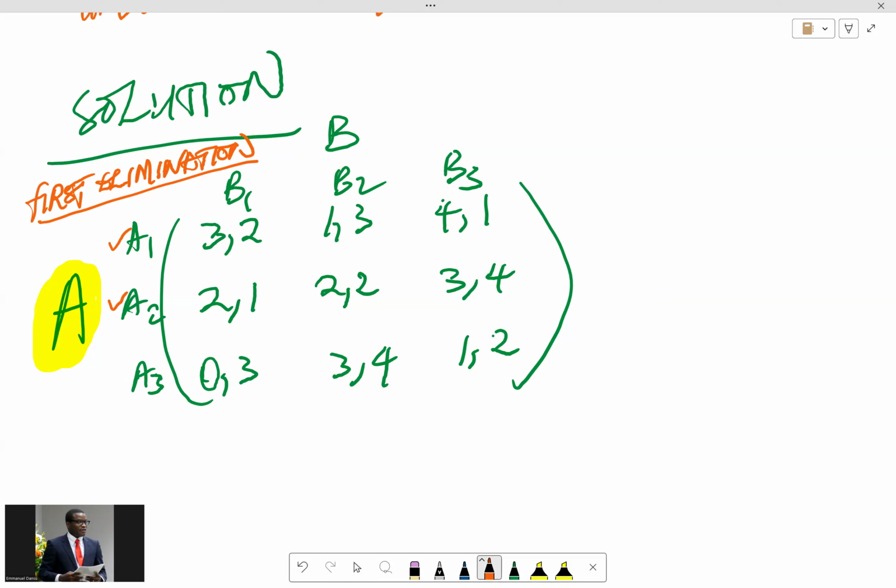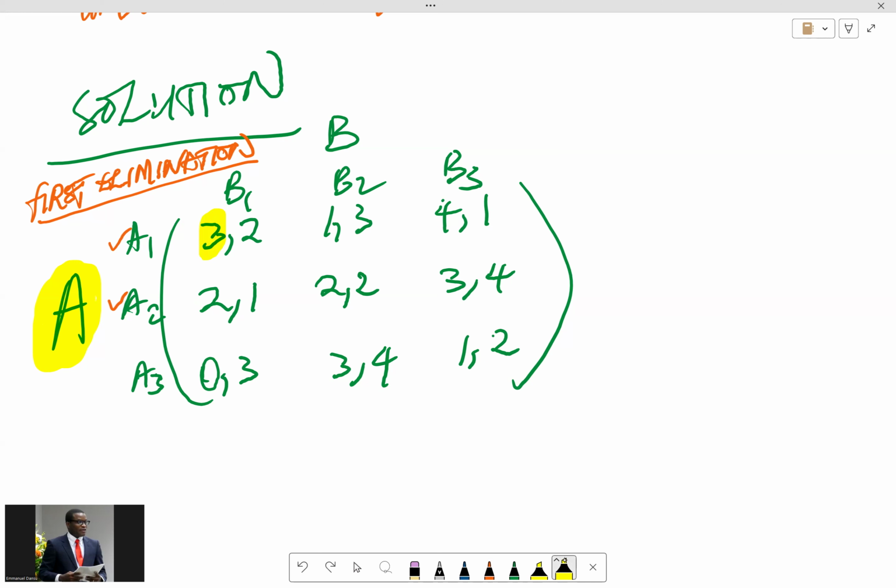So you know what I'll do? I'll just come over here and write. So we have A1 versus A2. So how do they compare? Let's check one after the other. So for strategy B1, player A gets 3 against 2 here. So the 3 is bigger. Player A has a better payoff with A1 in that case.